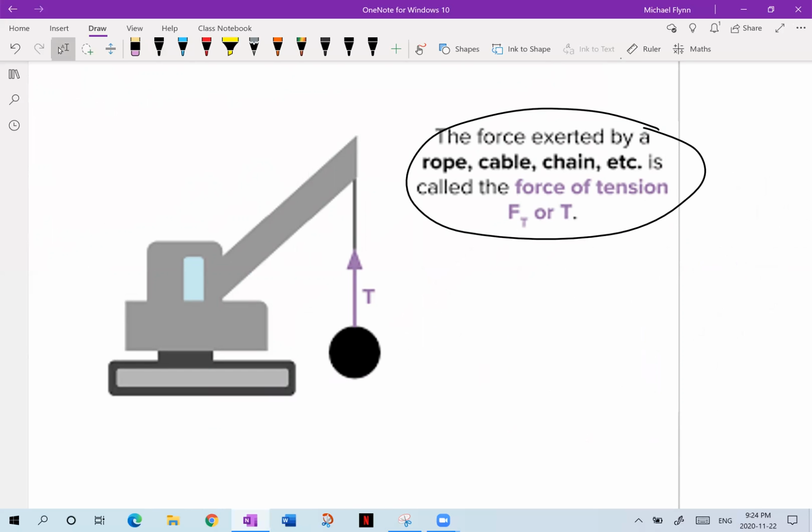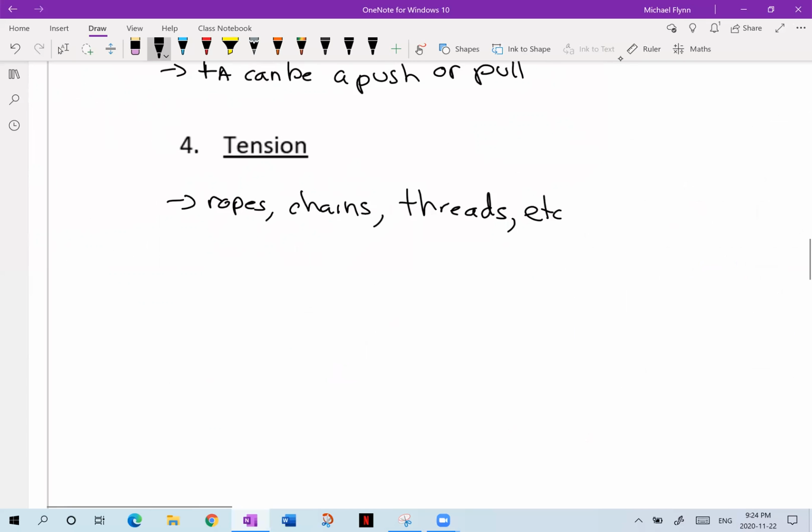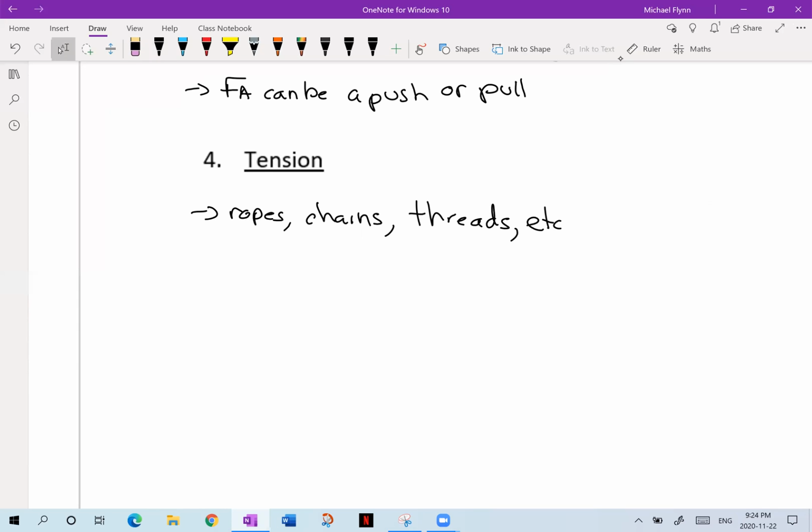I like using the letter T. Some textbooks, like your textbook, will use F with a subscript T. I like using T, but I think I'll go with your textbook notation this year, and I'll just say FT. They mean the same thing. Force of tension. Doesn't matter what letter you use, but in the old days we used to just use a capital T for tension, but now I tend to use FT just to be consistent with the textbook and not to make it too confusing. If the rope goes slack, FT equals 0.